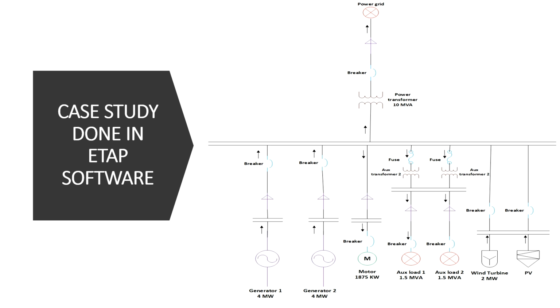The overall system is connected to a busbar system, and the busbar is connected to a 10 MVA power transformer that is eventually connected to the infinite power grid. So this is just a simple microgrid that has been designed in the ETAP software.